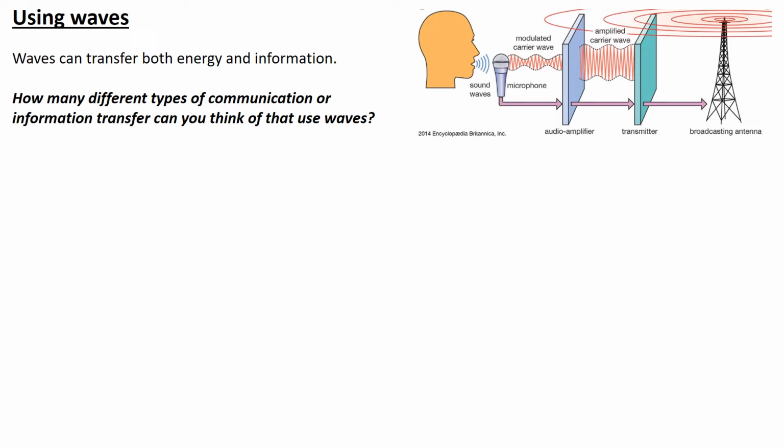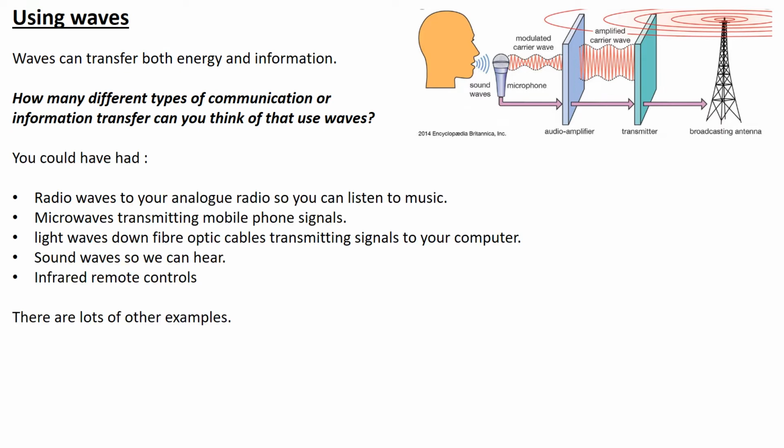So, using waves. Waves are really important for 2 reasons. Firstly, they transfer energy, and secondly, they transfer information. So we use waves all the time. Your phone uses waves, your TV uses waves. All of those things require a wave to be effectively moving from one place to another.